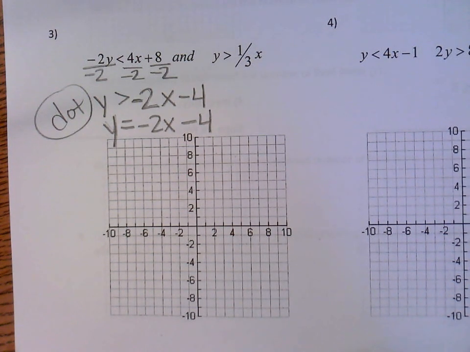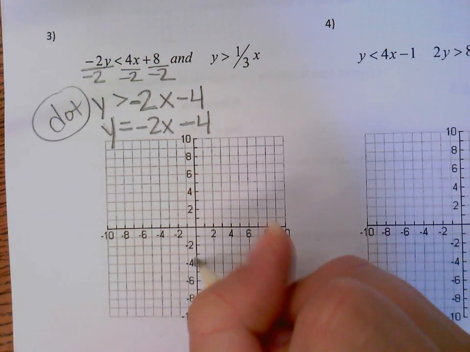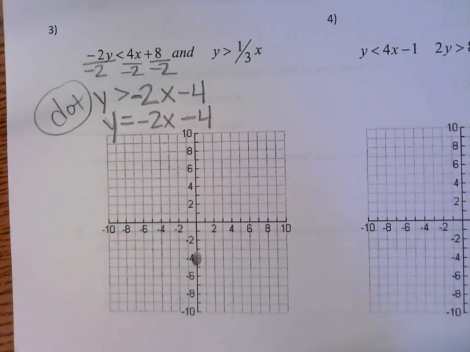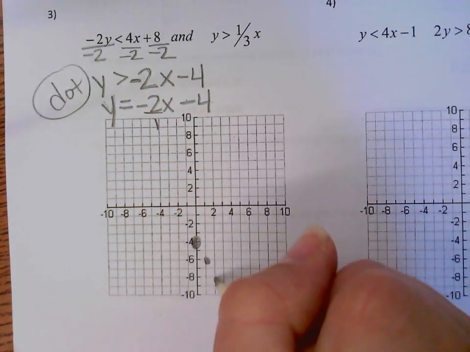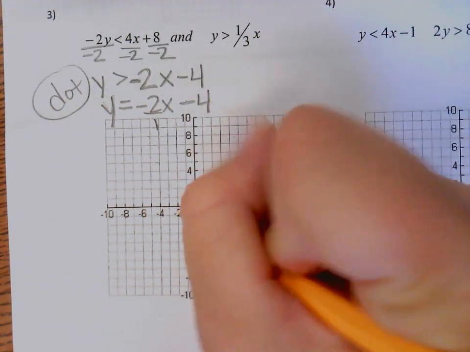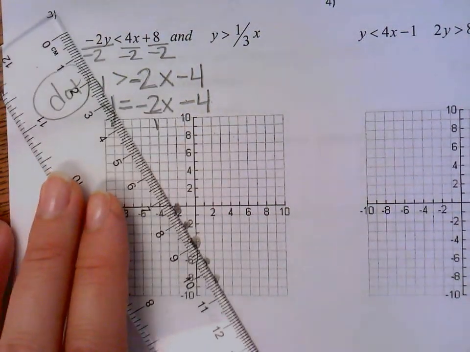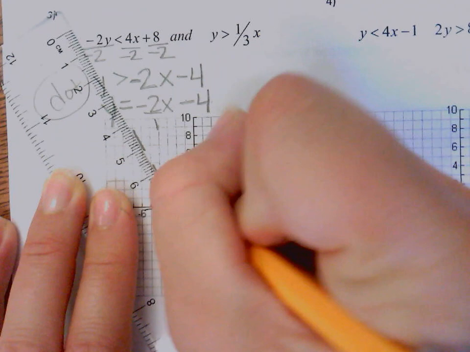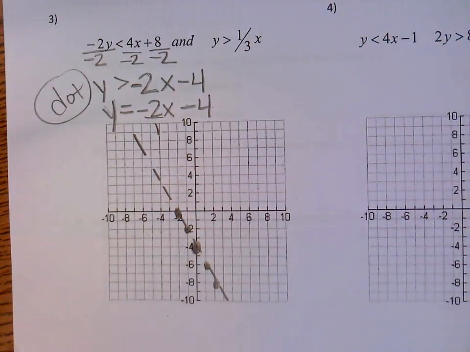We practiced yesterday graphing these lines. I'm going to start at negative 4 on the y-axis, and my slope is down 2 over 1, up 2 over 1 in this direction. So it's going to be a dotted line that has a negative slope. Are you with me on that? So you graph it like it's a line.